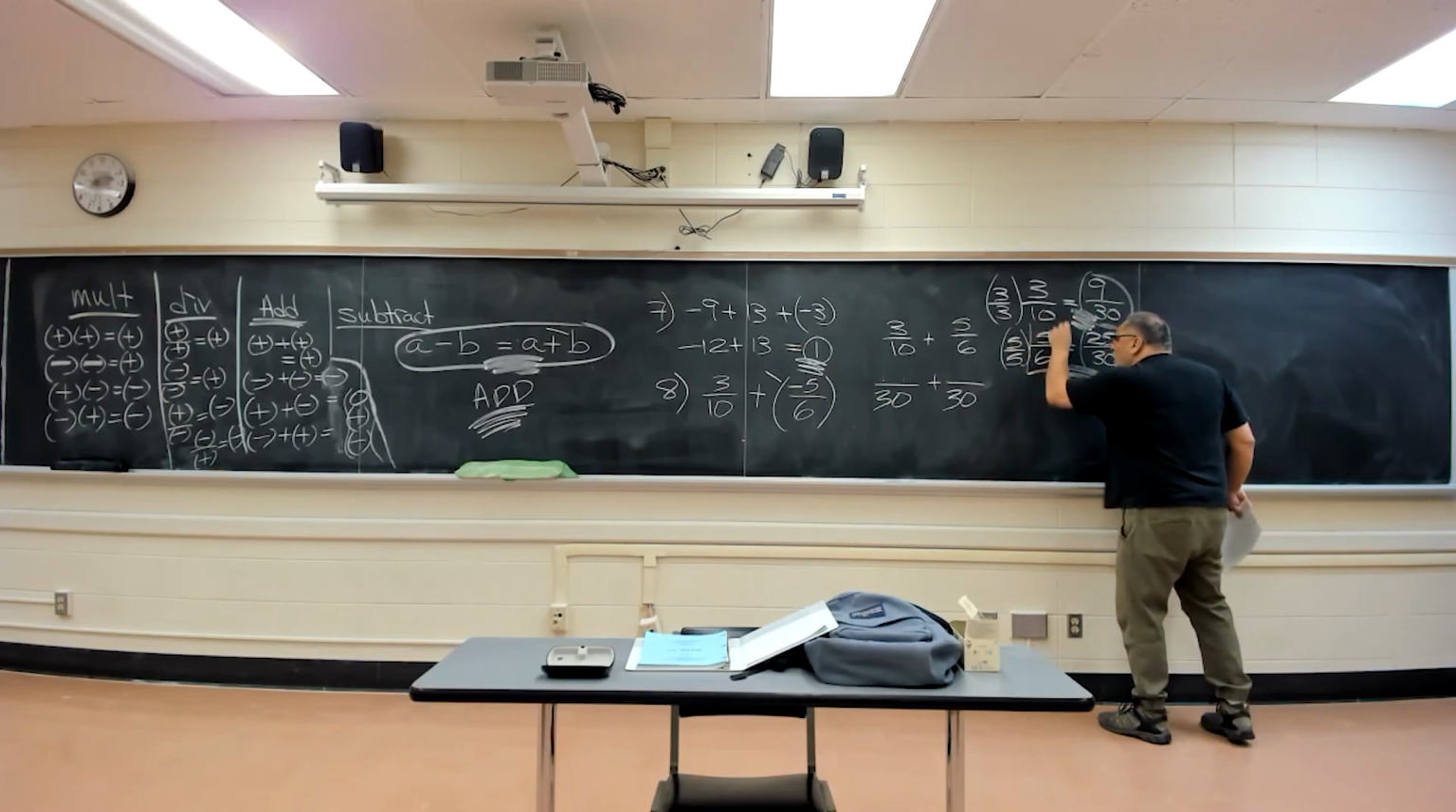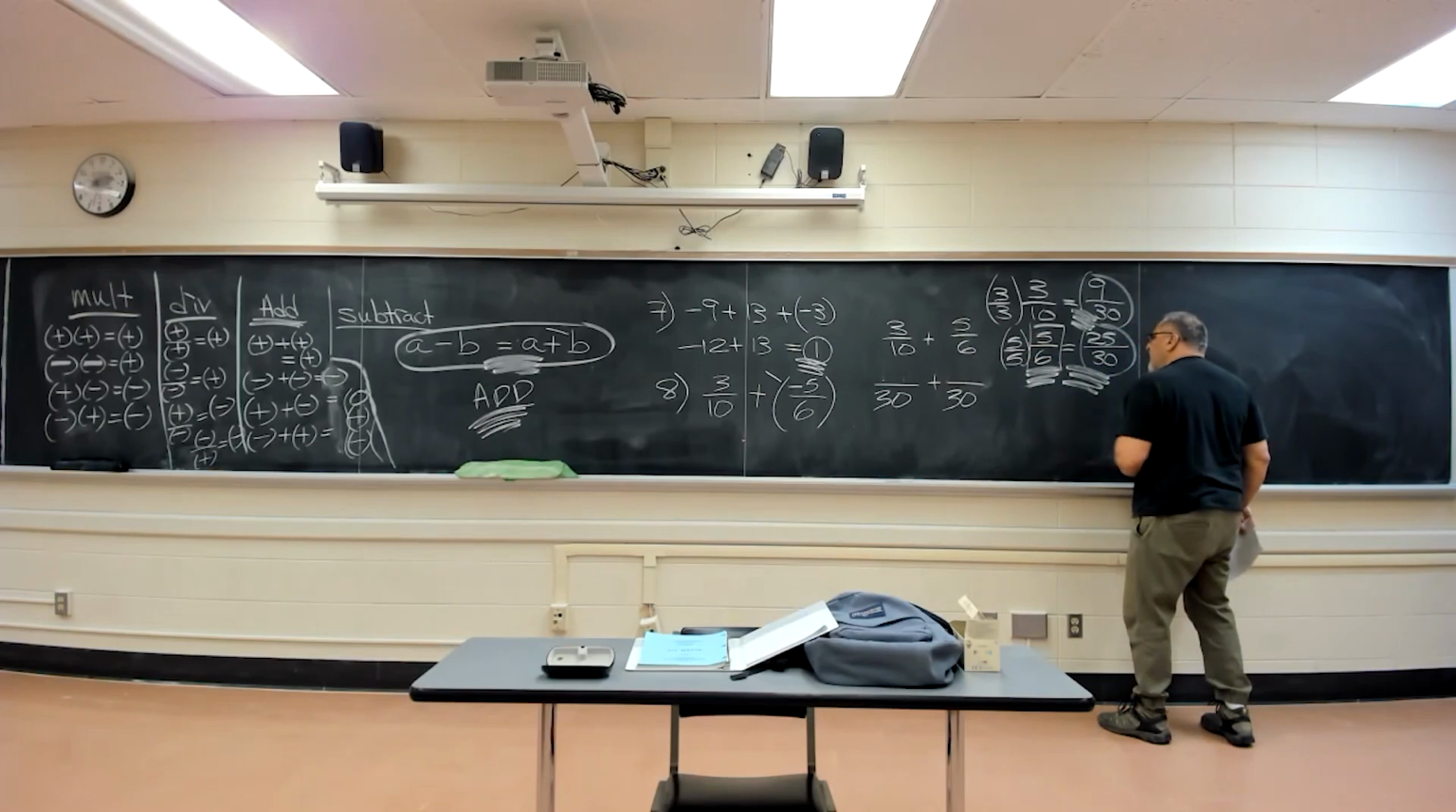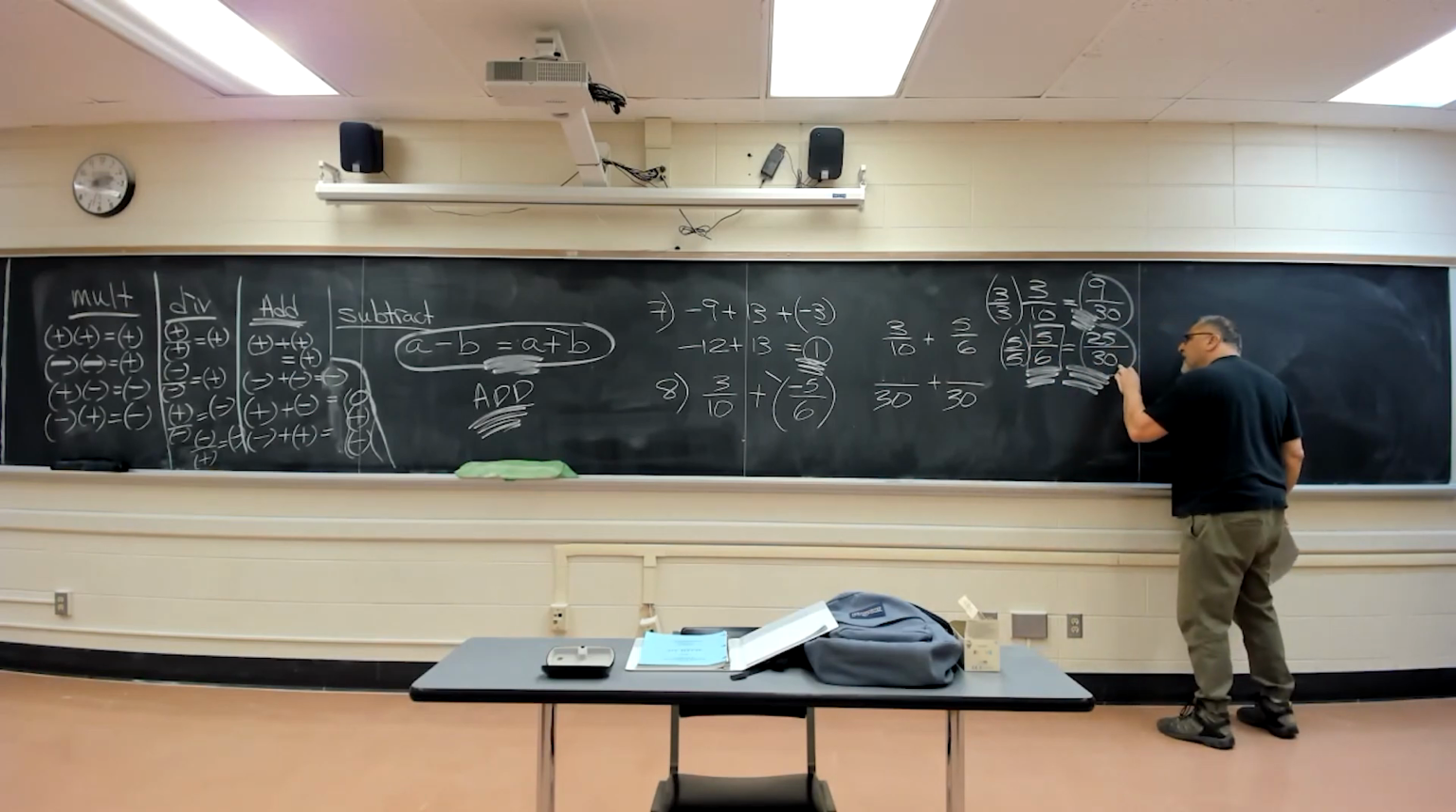Yeah, 5 over 6 is mathematically equivalent to this. You don't believe me? Why don't you reduce this? Doesn't 5 go into here 5 times? 5 goes into here 6 times. You got 5 over 6. That's what I got here.